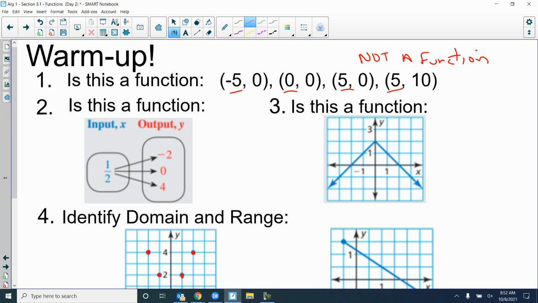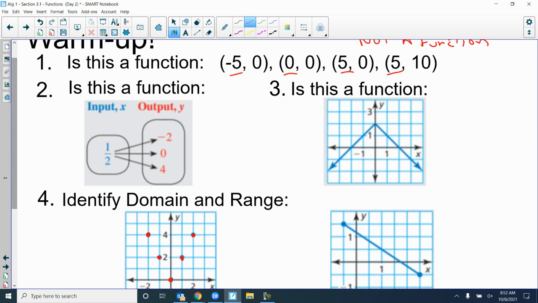How about number 2? What do you think, Lindsay? Not a function. How many agree it's not a function? Yeah, guys, 1/2 is being repeated. The input's being repeated with different outputs, not a function. If I would graph those points, they would be all three on top of each other. Wouldn't pass the vertical line test, would it?